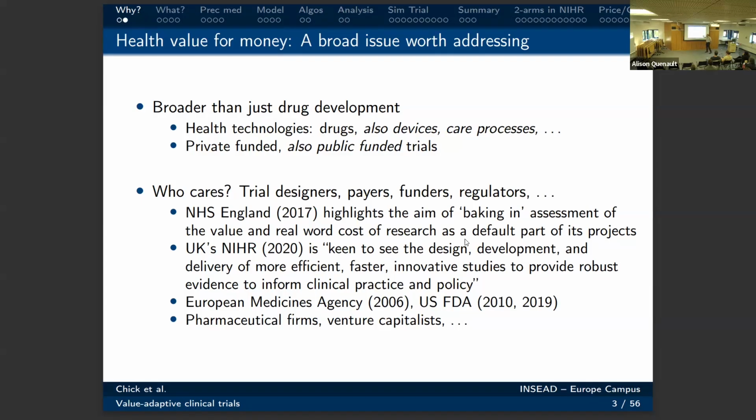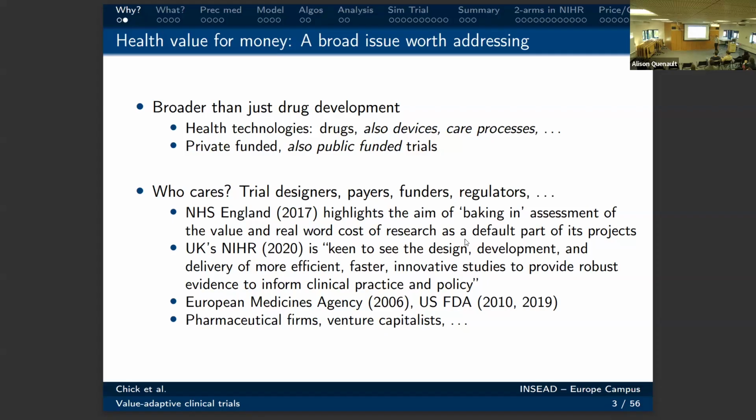The National Institute for Health Research in 2020 said it's keen to see the design, development, and delivery of innovative, efficient, faster studies to provide evidence. I think you had done some work along these lines for response adaptive trials, Sophia, and found some very interesting things: that adaptive trials are not that much more expensive than more typical trials. So that's in the UK.